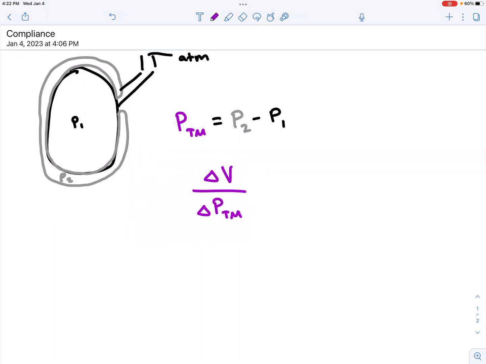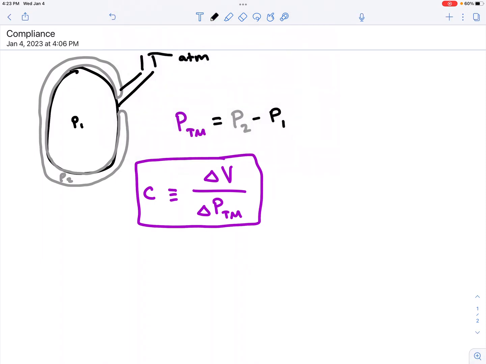So compliance, which I'll call C, is going to be defined as this. Okay? So the change in volume associated with a unit change in our transmural pressure. Okay. So what are the factors that contribute to compliance?